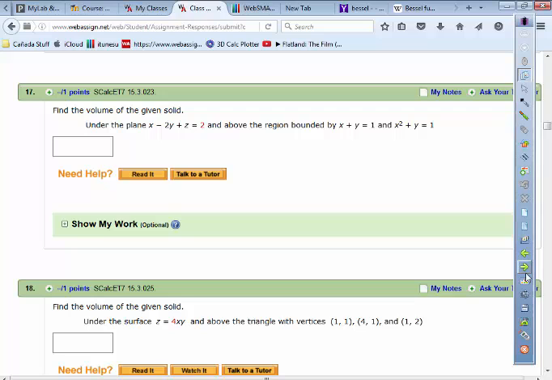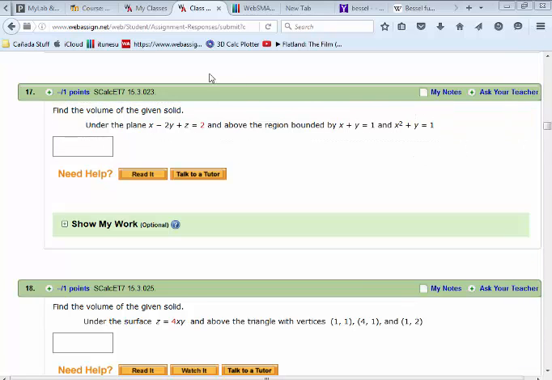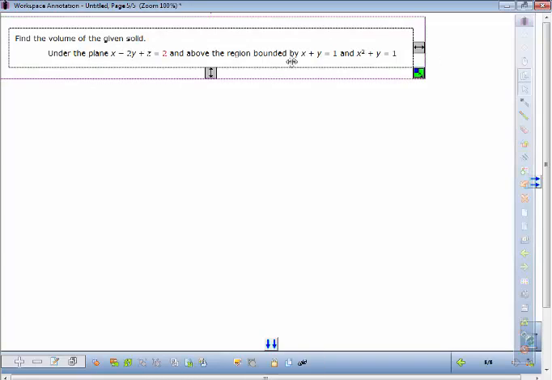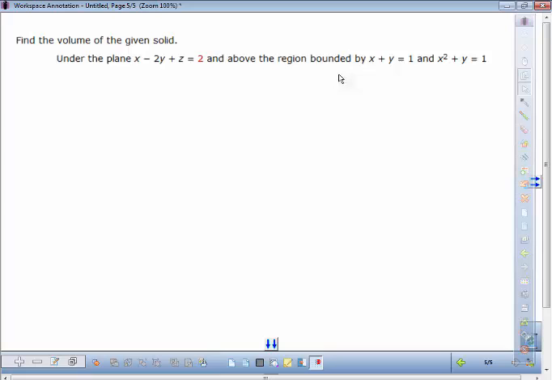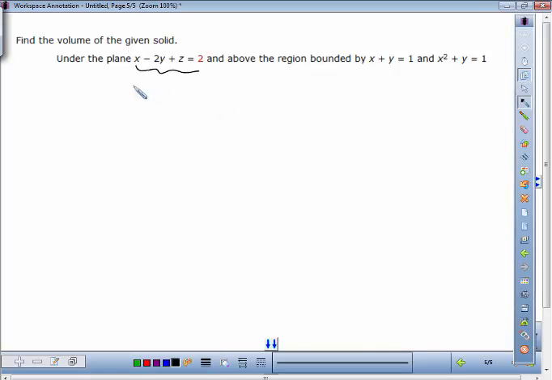Let's try number 17, and I guess I'm going to be more interested in setting it up than actually going through the whole computation, so I won't be able to check it. Plus, we only have 4 minutes, so we'll see what we can do. So we have a plane. In terms of setting up your integral, the plane is really inconsequential, aside from the fact that you need to solve for z, because you need to write this as a function f of x and y.